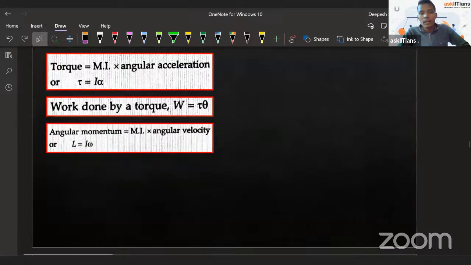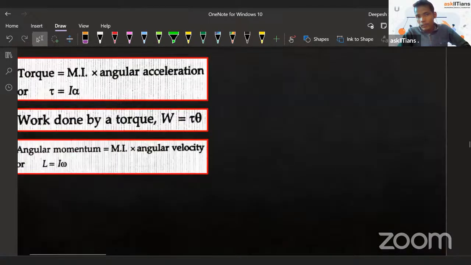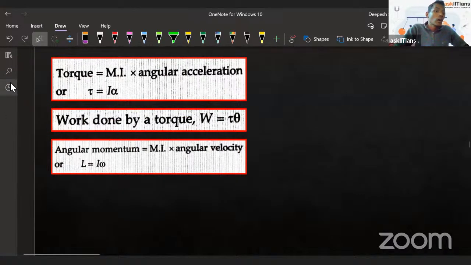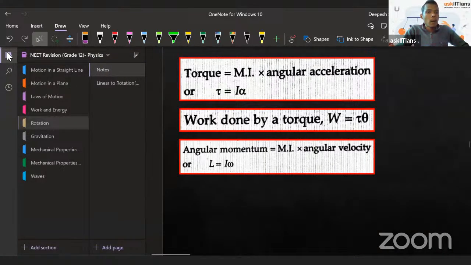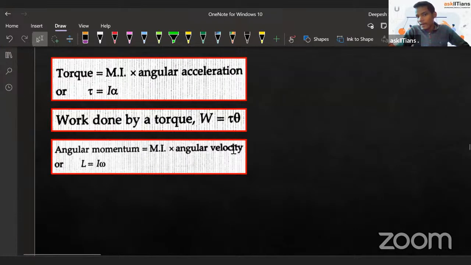Similarly, we can make some extra formulas as well. Like if you want to calculate the formula for work done, or let's say power, you can also do it exactly in the same way.